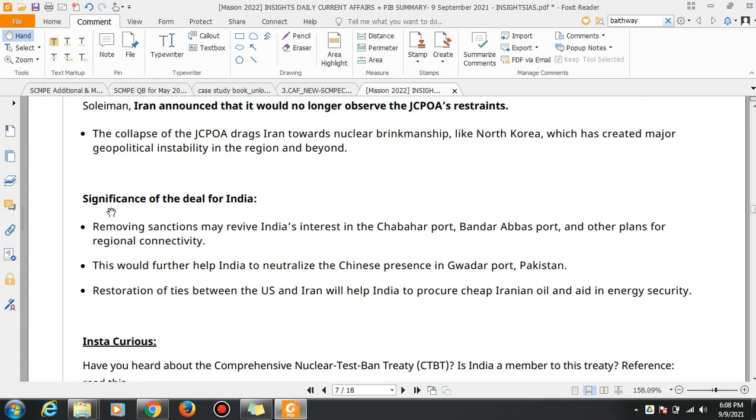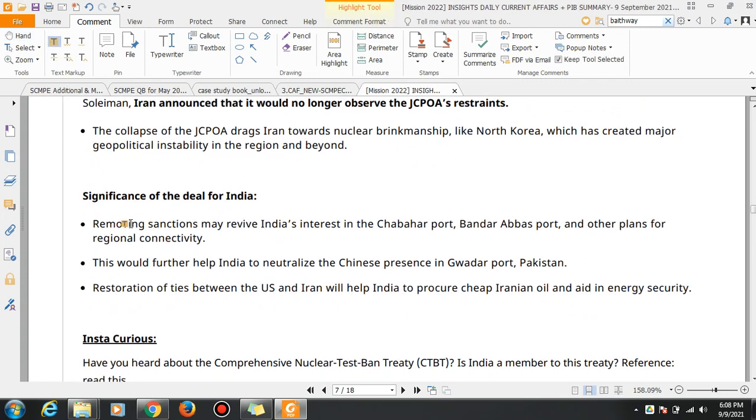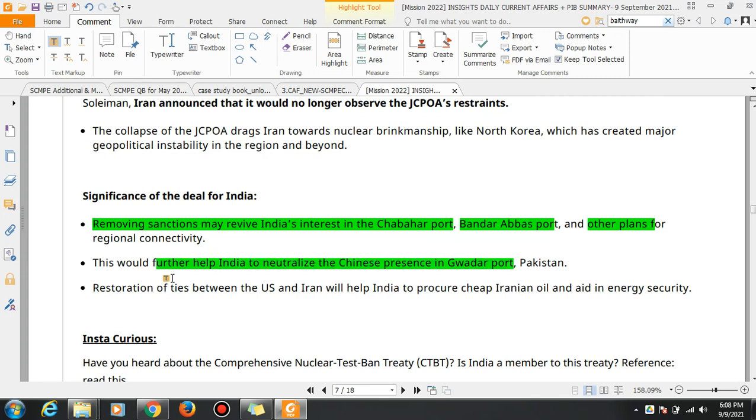Significance of the deal for India: removing the sanctions may revive India's interest in the Chabahar port, Bandar Abbas port, and other plans. This would further help India to neutralize the Chinese presence in the Gwadar port, Pakistan. Restoration of the ties between the US and Iran would help India procure cheap Iranian oil, aiding energy security.